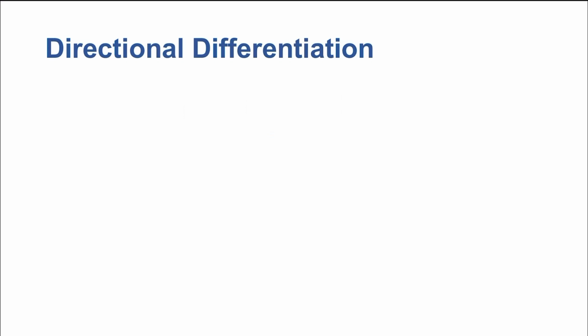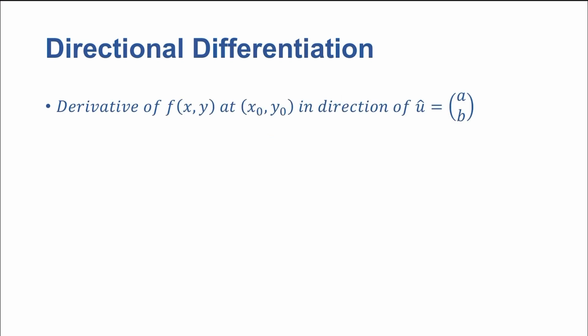So directional differentiation takes the idea to find the derivative of a two-variable function. It can be more than two. We'll cover that generalization later. Find the derivative of f of x and y at x naught, y naught in the direction of u hat. And u hat can be broken down into components of a and b. Okay, so we are finding the derivative in the direction of a unit vector.